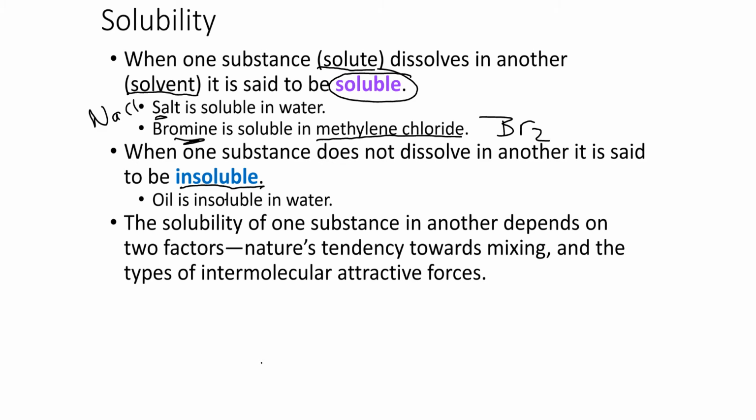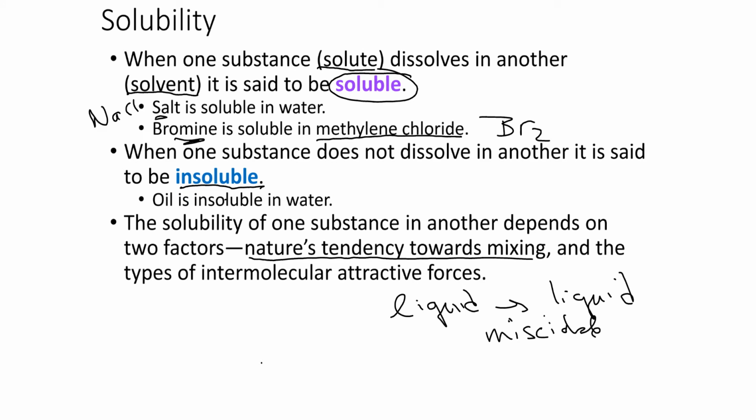If in particular it is a liquid dissolving into a liquid, we frequently use the choice of words miscible. Okay? If two liquids are dissolving in each other, they are said to be miscible. It's going to depend on a couple of factors. One, nature likes mixing. Mixing is a tendency towards disorder, that is entropy, and nature really likes entropy. And the other thing that's important is we've got to have good and similar intermolecular forces.